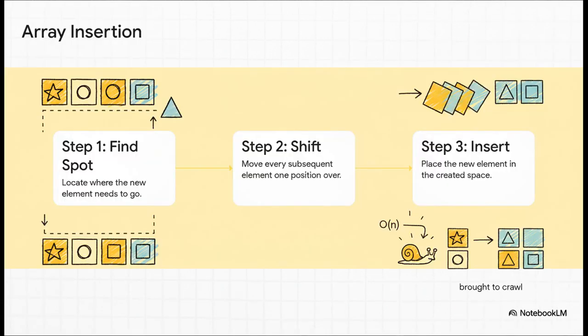Okay, so what happens when you need to stick a new element right into the middle of an array that's already full? You can't just put it there. You literally have to make room. That means taking every single element after that spot and shifting it one position down the line, one by one. This is an O(N) operation, which is just a fancy way of saying the time it takes gets longer and longer the bigger your array is. This is why your app grinds to a halt.